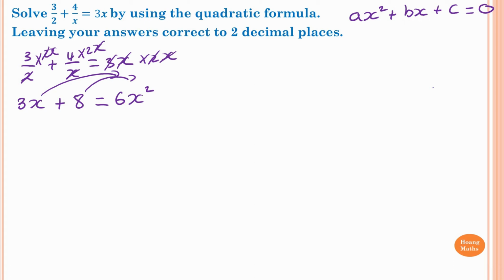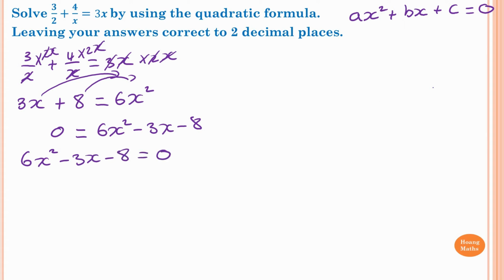You can move the 6x squared to the other side. It's still fine with that. So I just write 0. This becomes 0 equals 6x squared minus 3x minus 8. And this is exactly the same as 6x squared minus 3x minus 8 is equal to 0. So a is 6, b is negative 3, c is negative 8.